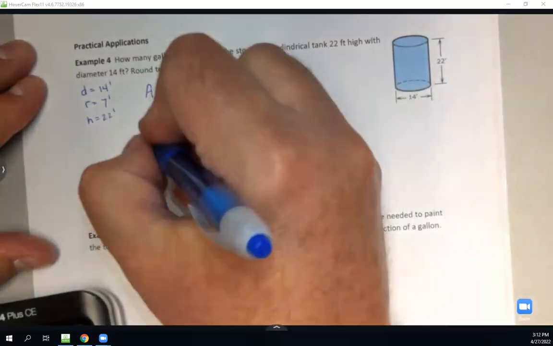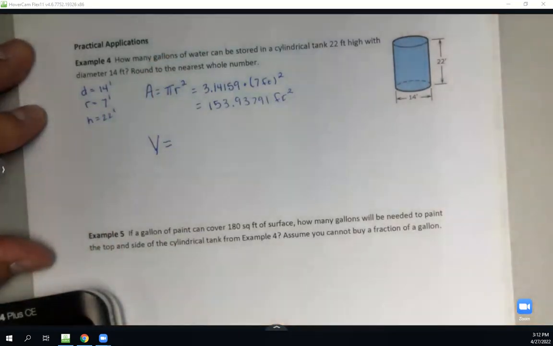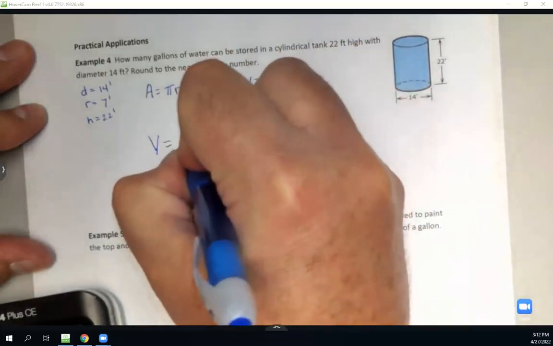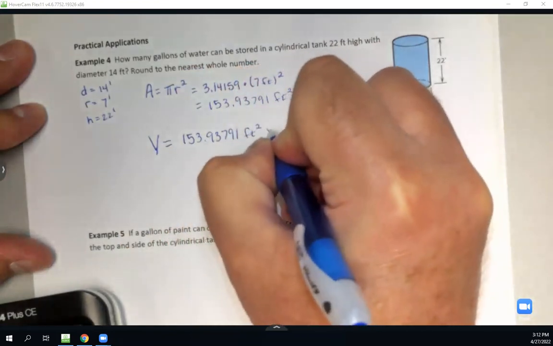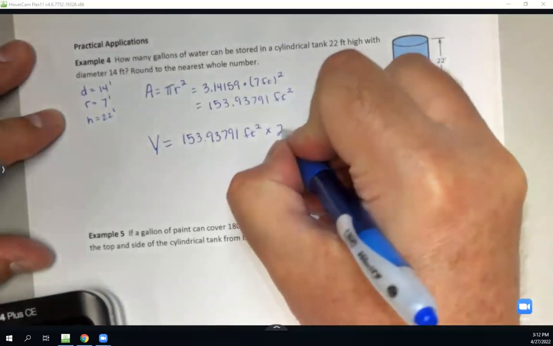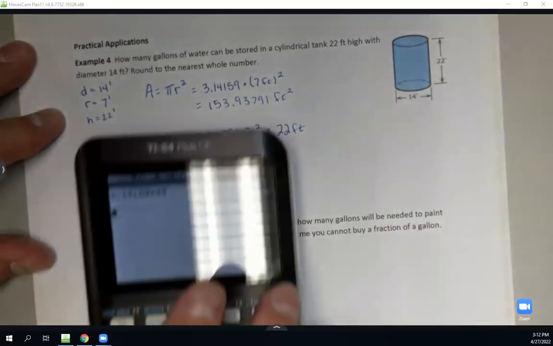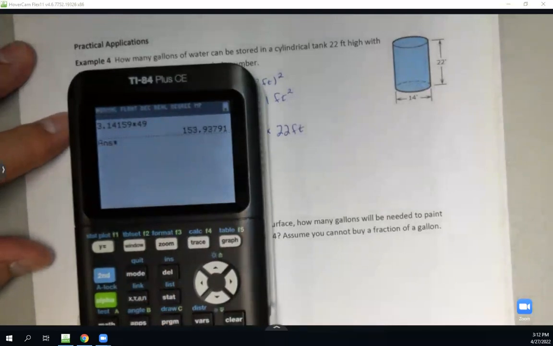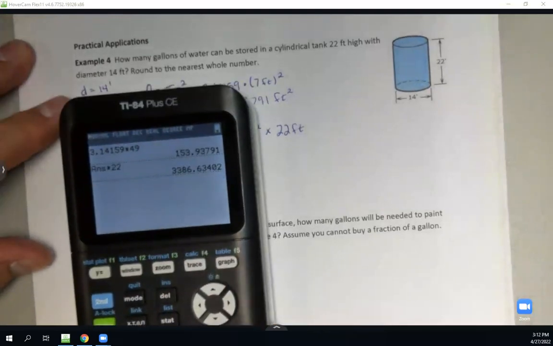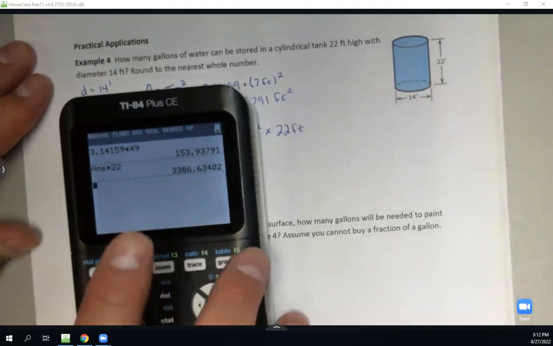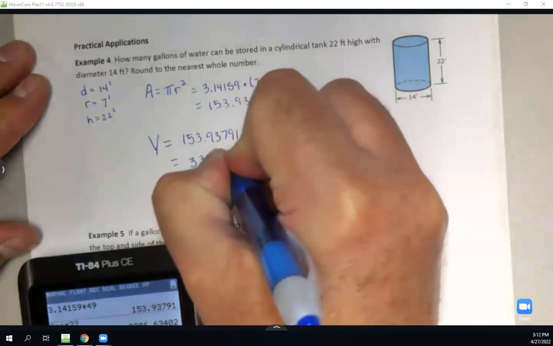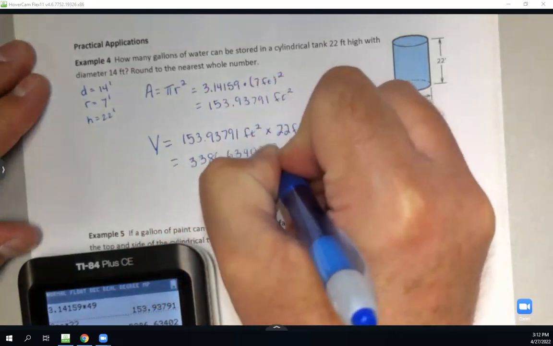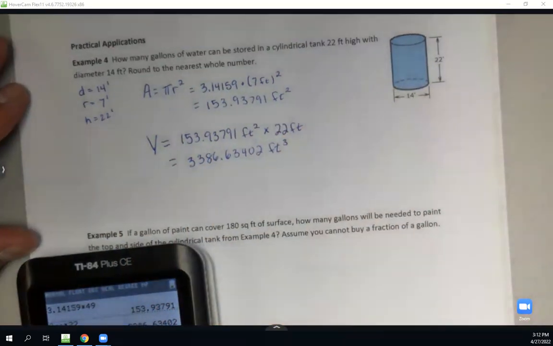So the volume of the tank is going to equal the area of the base, so it's going to equal 153.93791 square feet times the height of the tank, which is 22 feet. So if I take that times 22, that is 3,386.63402 cubic feet. Y'all okay with that?